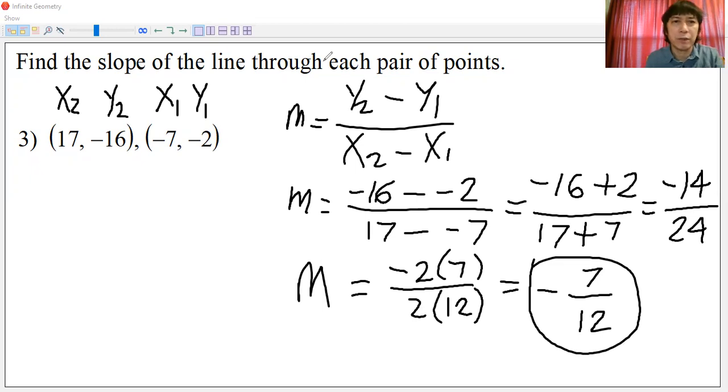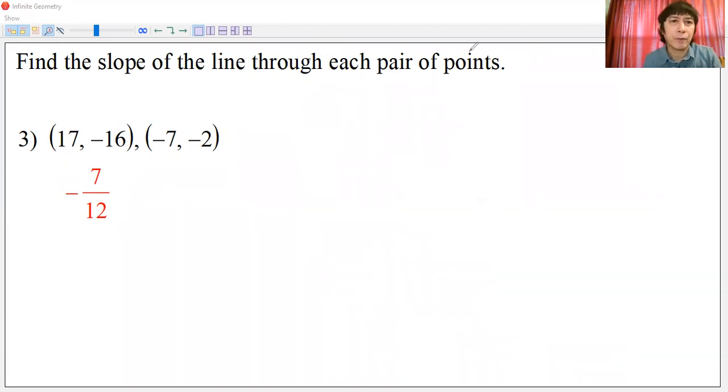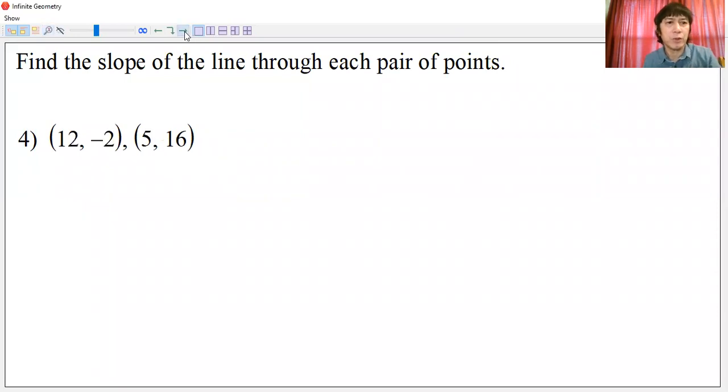All right, check it out. Let's have the answer. Let's verify it. There, it's negative 7 over 12. Okay, all right, we are correct. Let's have the next. Let's do the fourth example. Number 4. All right, let's do number 4.